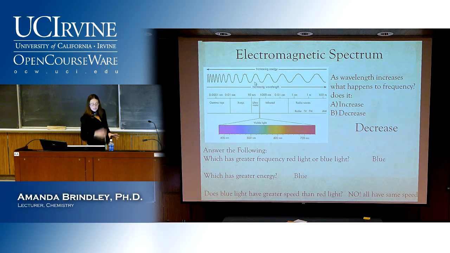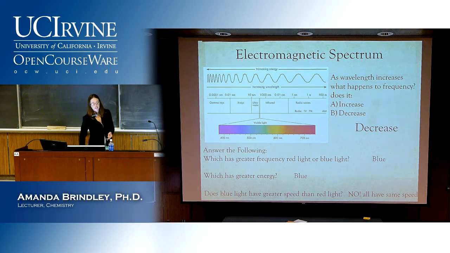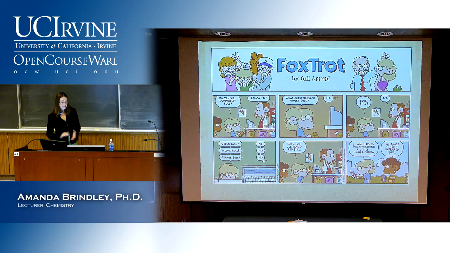Now, even though I don't ask you to memorize this by any stretch, it is good to have a general idea, especially in the visible range, which ones are higher energy. And it's good to know that things down here are lower energy than things up here. And there's an easy way to remember this, thanks to this little comic by Foxtrot.